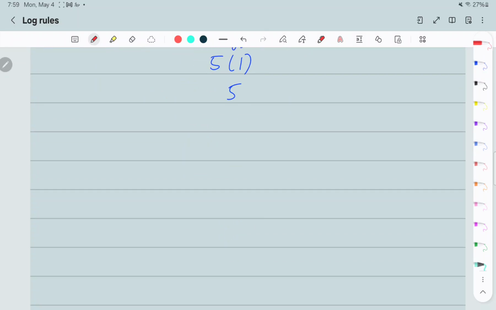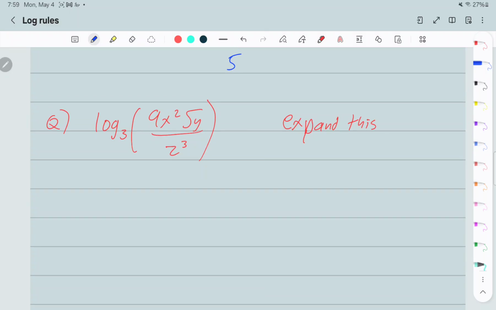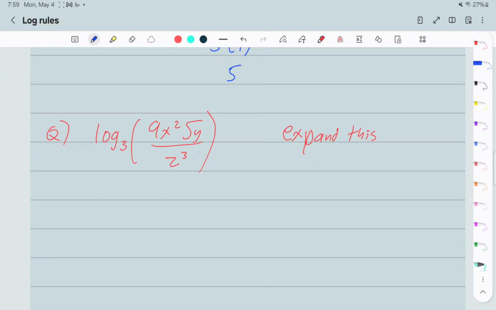The other kind of question you can get is a whole expression like log base 3 of 9x squared root y over z cubed, and they may say expand this. Then don't panic, because this is a scary looking expression, but what they're asking is super easy. First you notice the division sign, so you just write log base 3 of the top part, 9x squared root y, and then minus, because of the quotient rule, log z cubed.